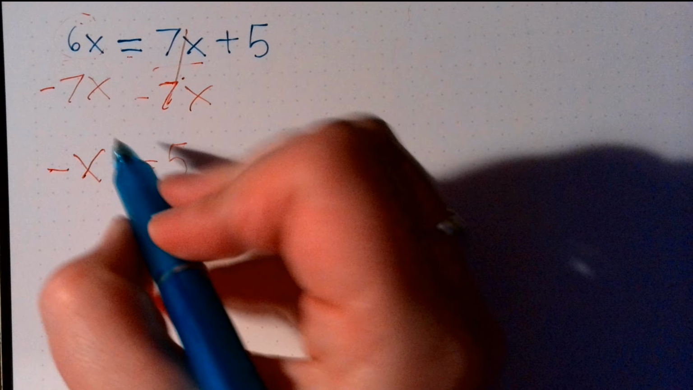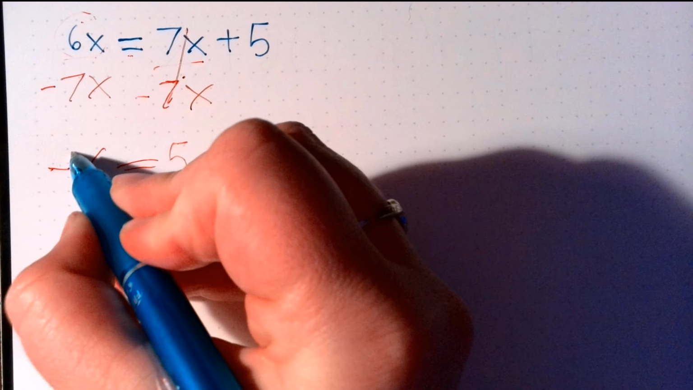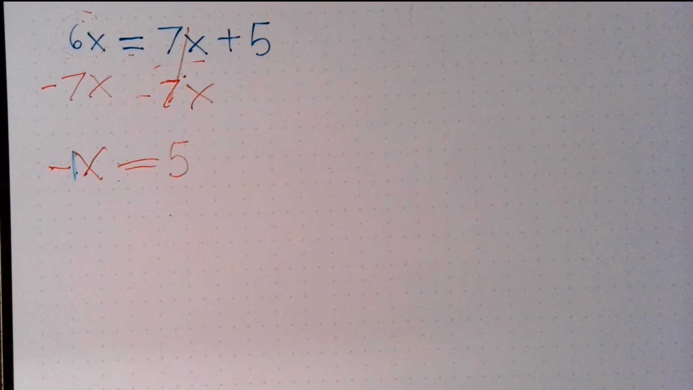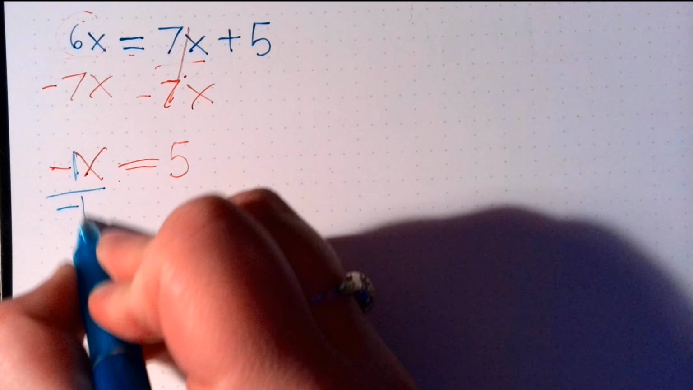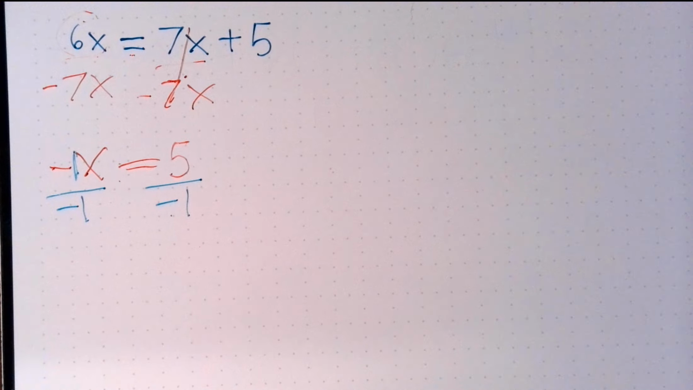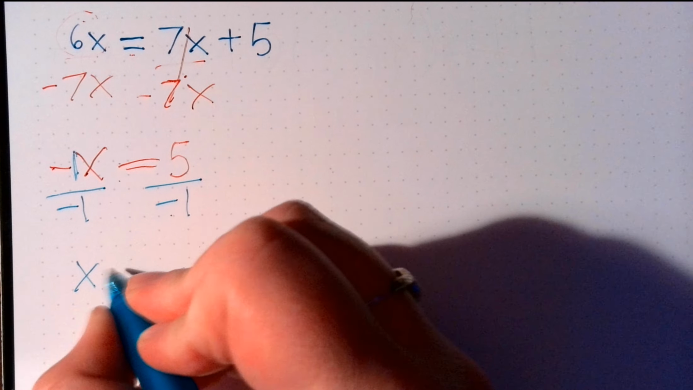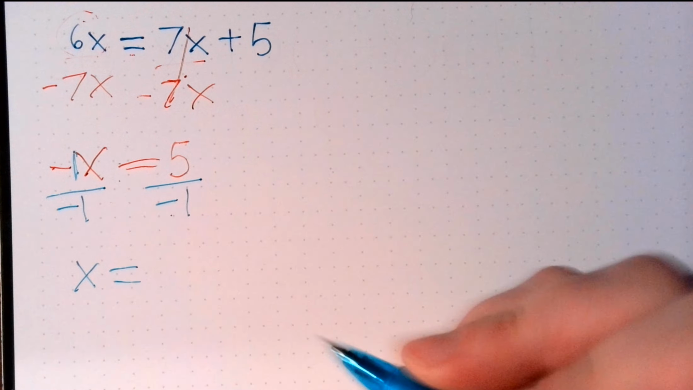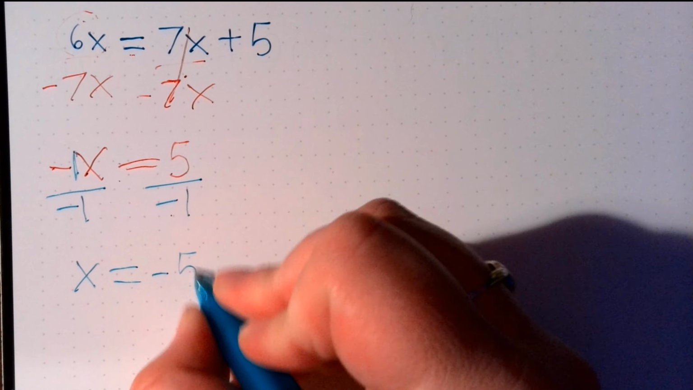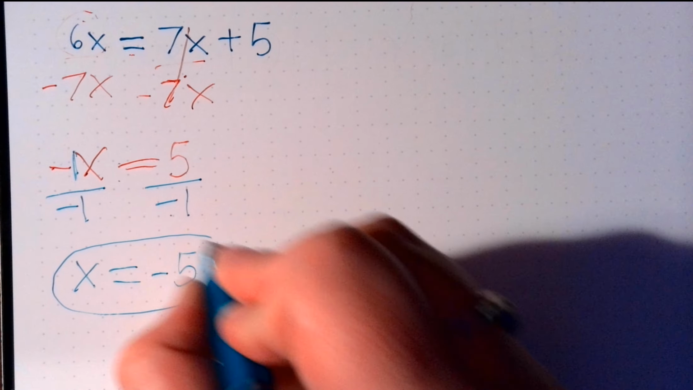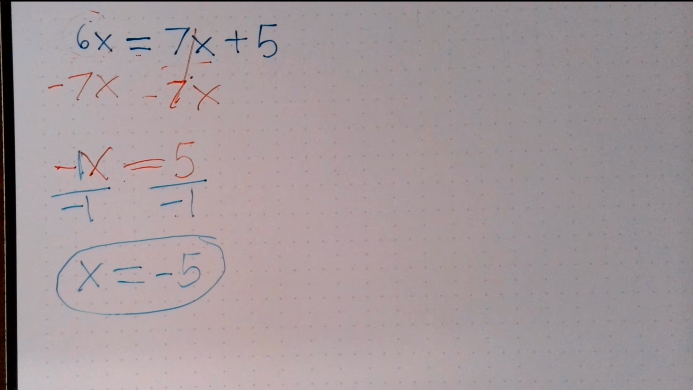So we have a negative 1 here, right? So I'm going to divide by negative 1. So x is equal to 5 divided by negative 1 is a negative 5. Okay. So let's look at another example.